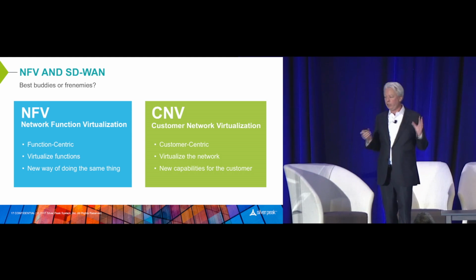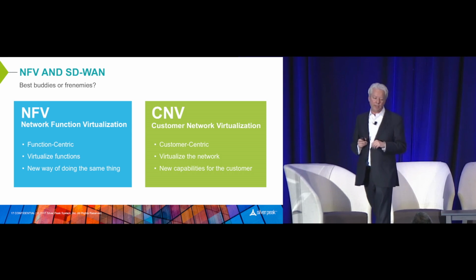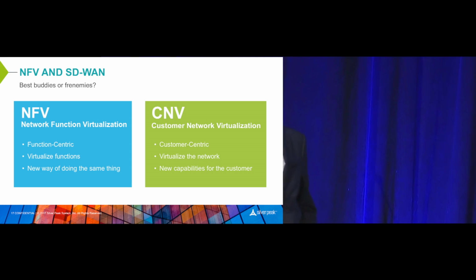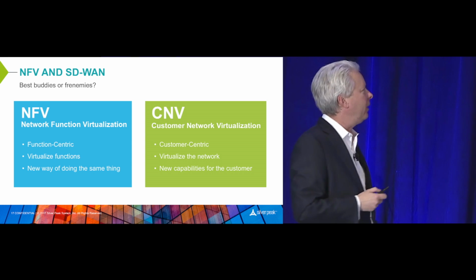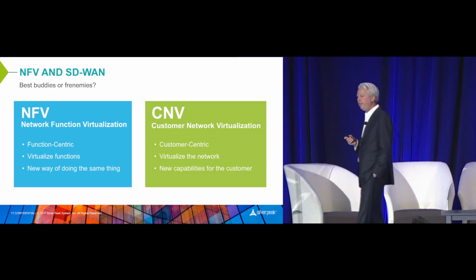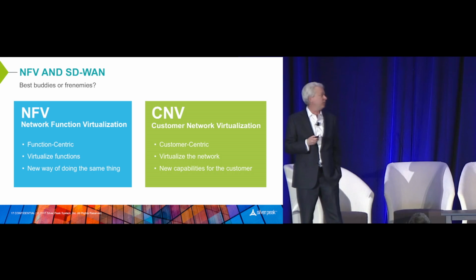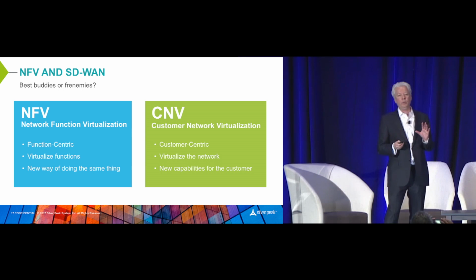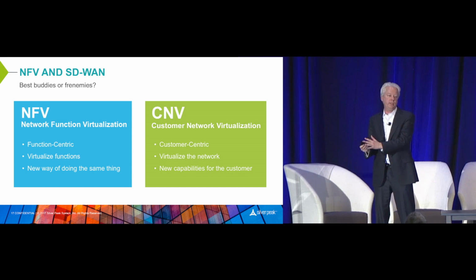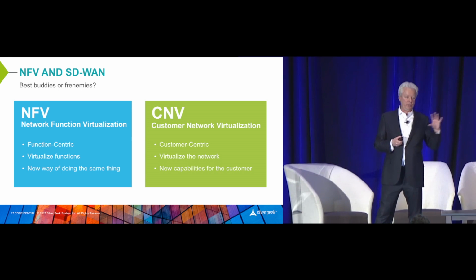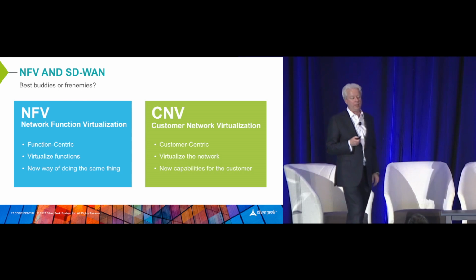We all agree that it's a great idea to move everything to software and to use off-the-shelf hardware. That's in common, I think, across both. One of the things about NFV is, if you look at it, the most important word in there is the F, the network function virtualization. NFV is really function-centric. And so what we're doing is virtualizing functions, and what it lets us do is implement what we did before with hardware appliances more efficiently and more flexibly in software. But ultimately, it's a new way of doing the same thing more efficiently, but we're essentially doing the same thing.